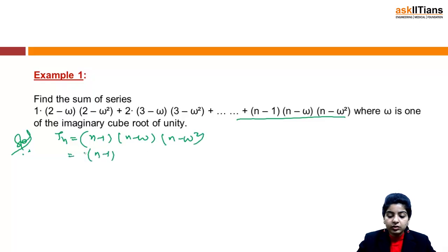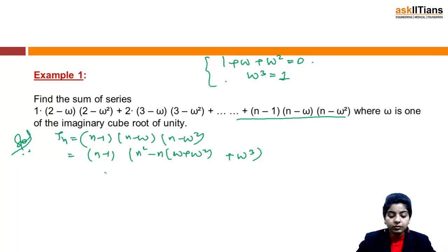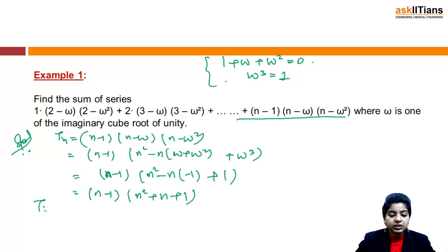So what I'll do is just open up these two brackets, so I get n cube minus n square into 1 plus omega plus omega square plus n into omega plus omega square plus omega cube. Now just remember, these are the two basic properties which are extremely useful and generally used in questions, right? Then I have n square minus n into minus 1, because omega plus omega square becomes minus 1, plus 1 because omega cube is 1. So this becomes n minus 1 into n square plus n plus 1. So Tn finally becomes n cube minus 1.